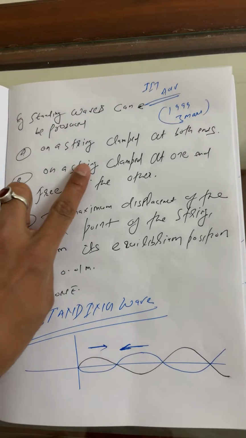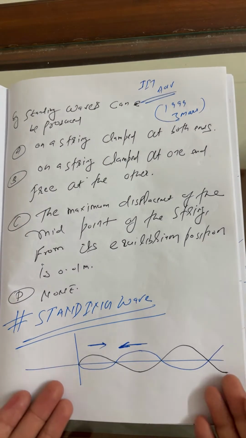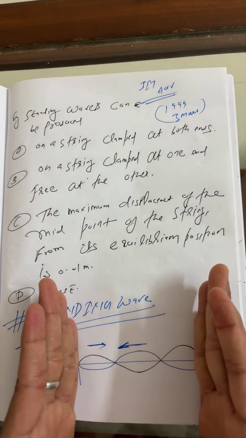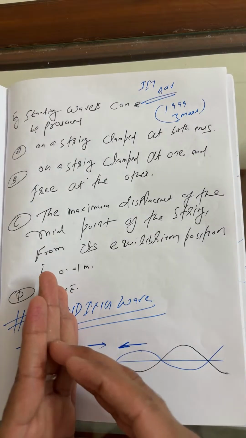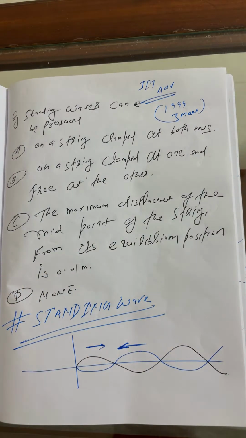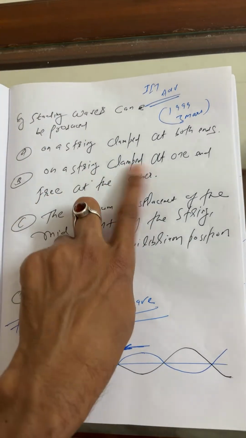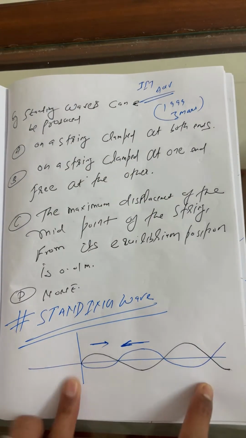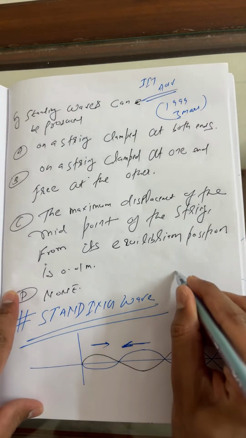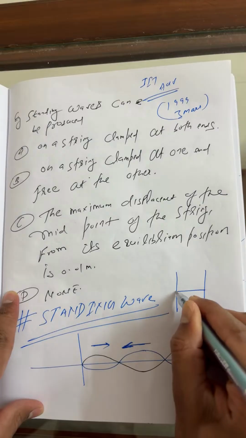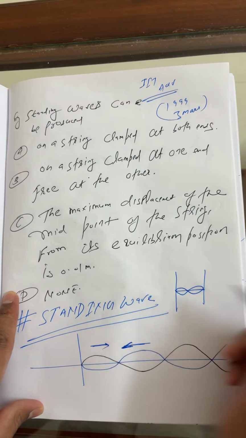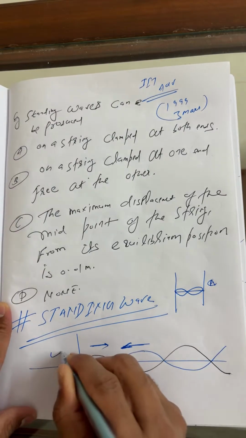So what's in the question: on a string clamped at both ends? True. You can clamp it here also, one wave from this side, one wave from this side, both superimposing each other. That is true. On a string clamped at one end, one is fixed, one is free, you can also say both are true only here. First is true, second is also true.